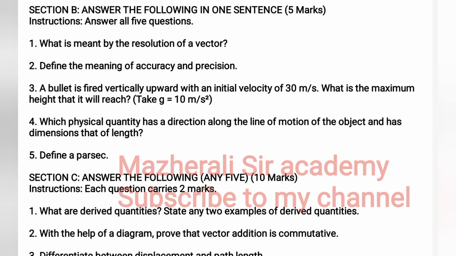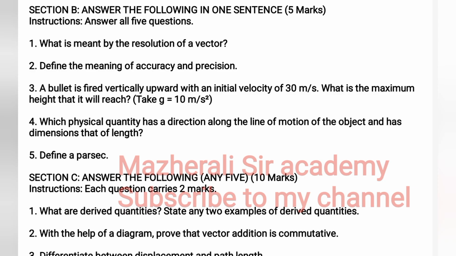3. A bullet is fired vertically upward with an initial velocity of 30 meters per second. What is the maximum height that it will reach? Take g equals 10 meters per second squared. 4. Which physical quantity has a direction along the line of motion of the object and has dimensions that of length? 5. Define a parsec.